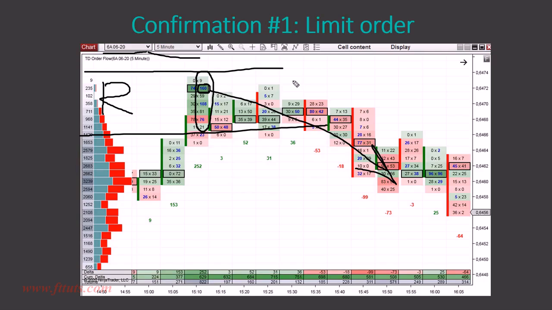Confirmation using a limit order, where we try to identify limit orders, and those help us to see whether there are big players waiting at the same support or resistance zones as we are. And if they start jumping in, then we see their limit orders, and we also participate in that move, which is likely to follow.